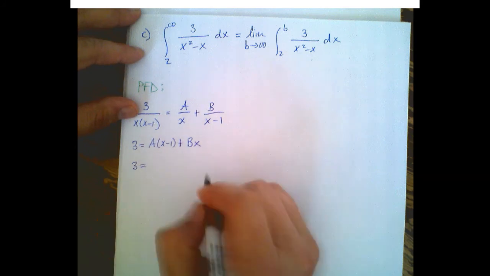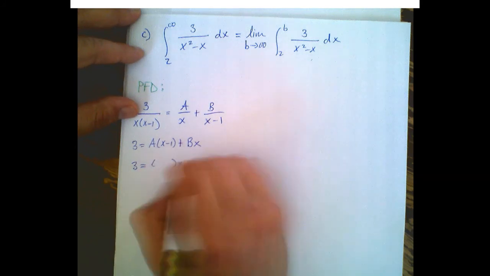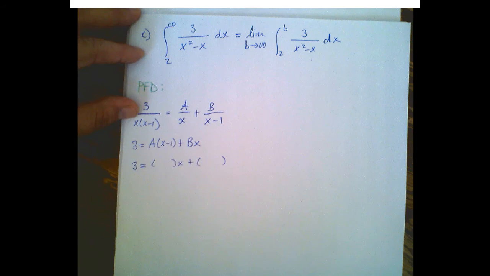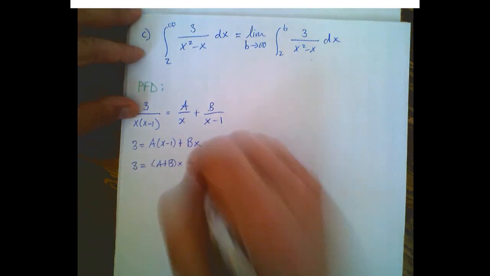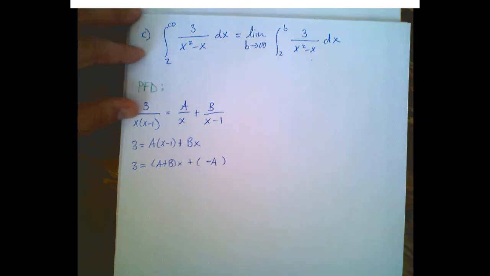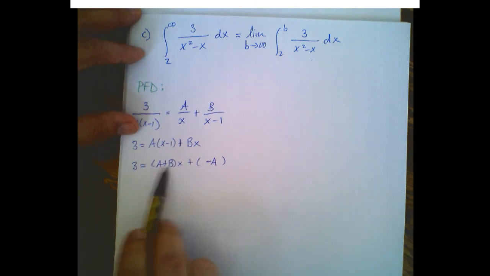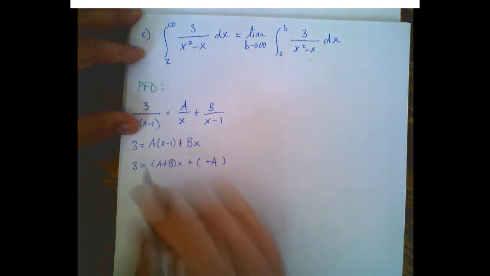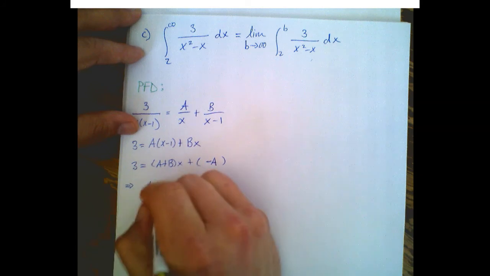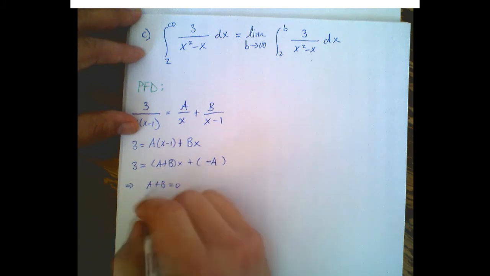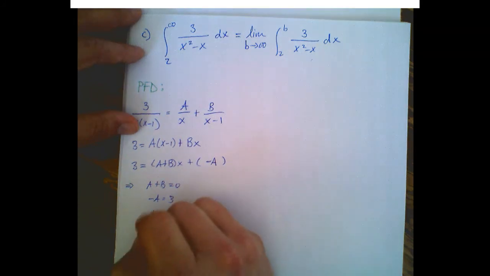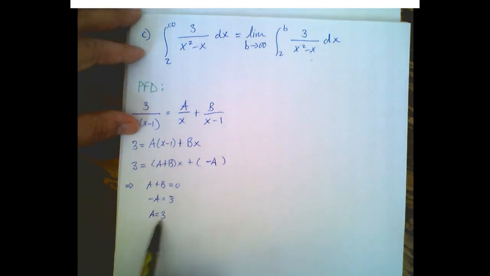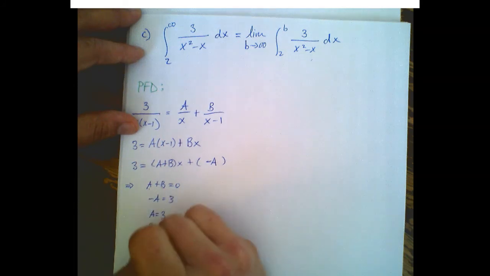Or 3 equals, collect your x's and your constants, A plus B, and negative A. So what do we know? A plus B, there's no x term here. A plus B has got to be 0. And negative A is equal to 3. So A is negative 3, and B will be positive 3.